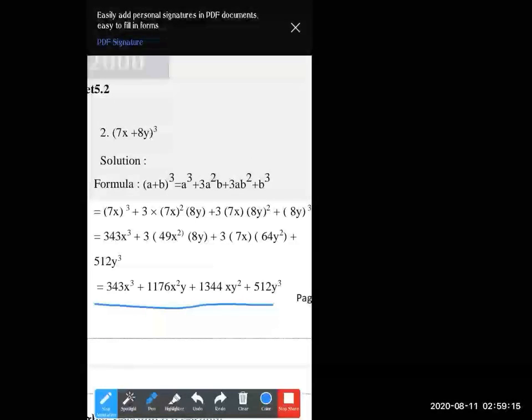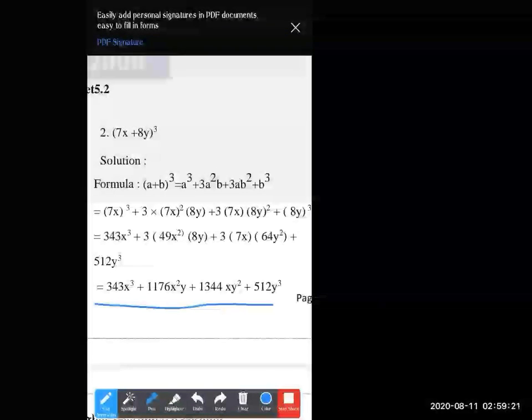So your final answer is 343 x cube plus 1176 x square y plus 1344 xy square plus 512 y cube. I hope you people have understood the second sums also.